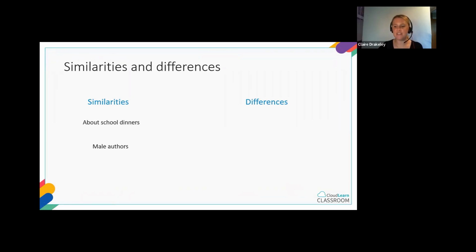Anything else we can spot? Any differences between those two extracts? Anyone else want to chime in with a difference that they spotted? I have got some written down, so I'll share those. Tabitha, Tone, 100%. Yeah, well done.